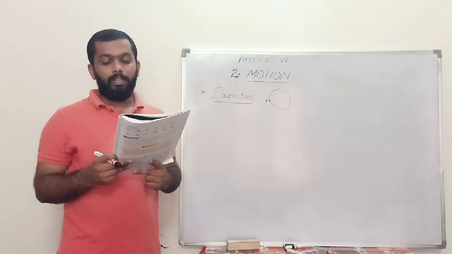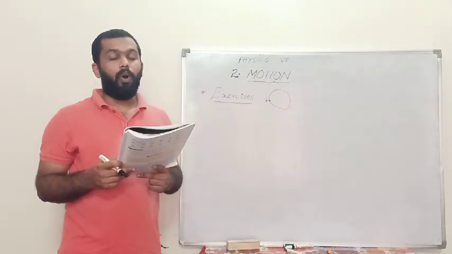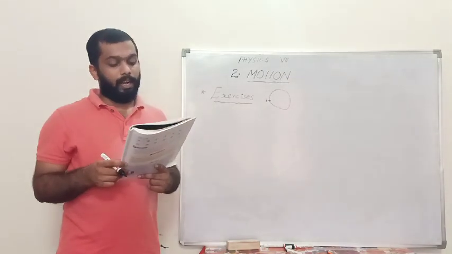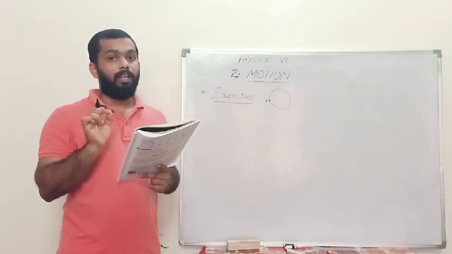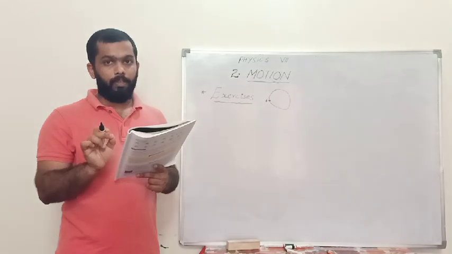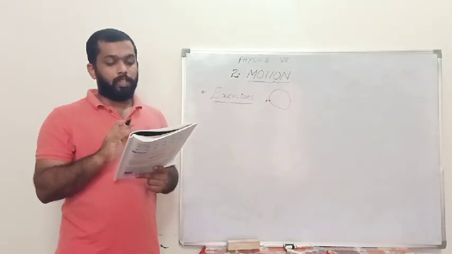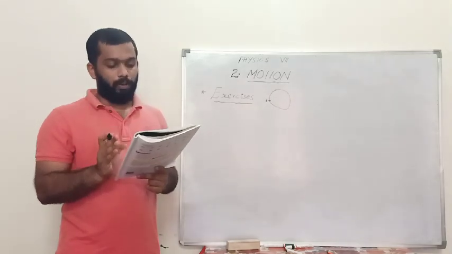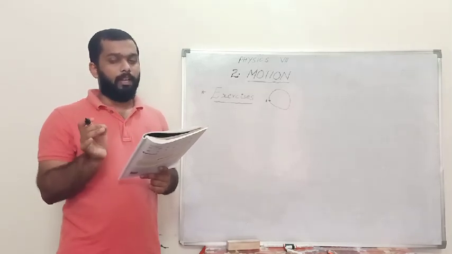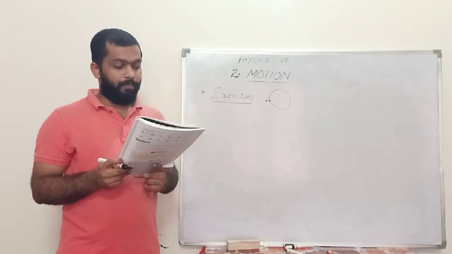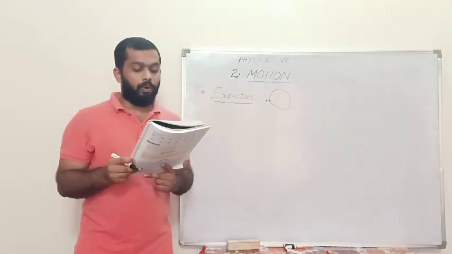Then fifth question, a car is moving at a rate of 40 km per hour towards east. Which physical quantity is stated here, speed or velocity? So direction is expressed. The answer is velocity, because along with the magnitude, direction is also specified.